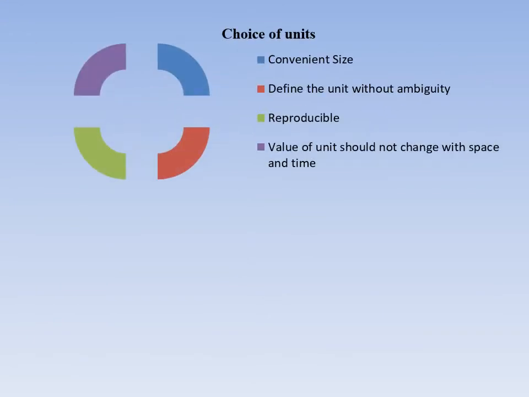Choice of unit. Since a unit is to be used universally, it should have validity everywhere at all times. Hence, to measure a physical quantity, the unit chosen should have the following properties. The unit should be of convenient size. It should be possible to define the unit without any ambiguity. The unit should be reproducible. The value of unit should not change with space and time. That is, it must always remain the same everywhere. The last three conditions are essential for a unit to be accepted internationally.